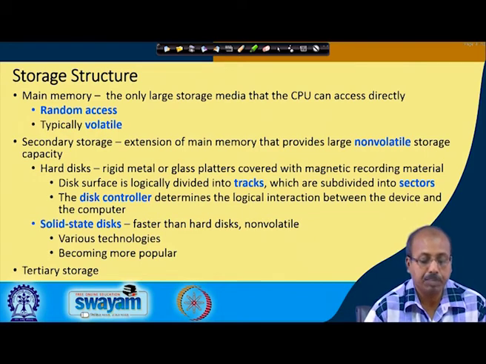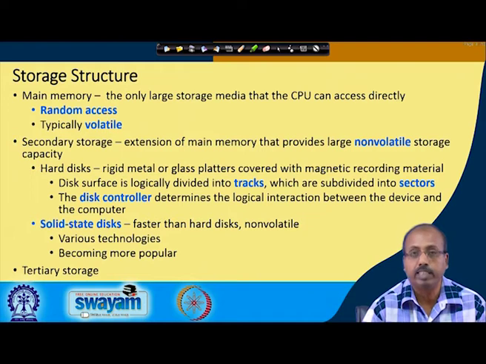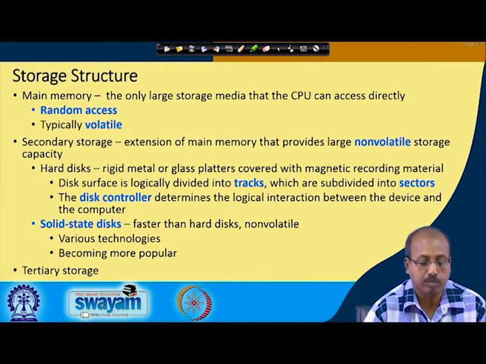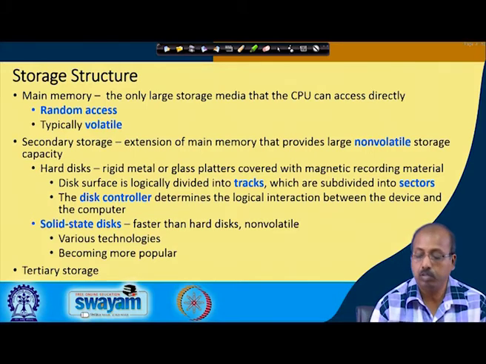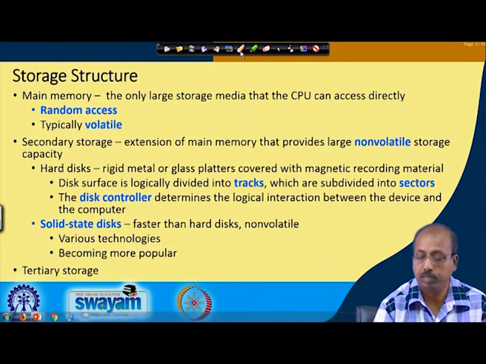Typical examples are hard disks: rigid metal or glass platters covered with magnetic recording material. So, this is the structure of the hard disk. The disk surface is logically divided into tracks, which are again divided into sectors. So, typically we have a situation like this.